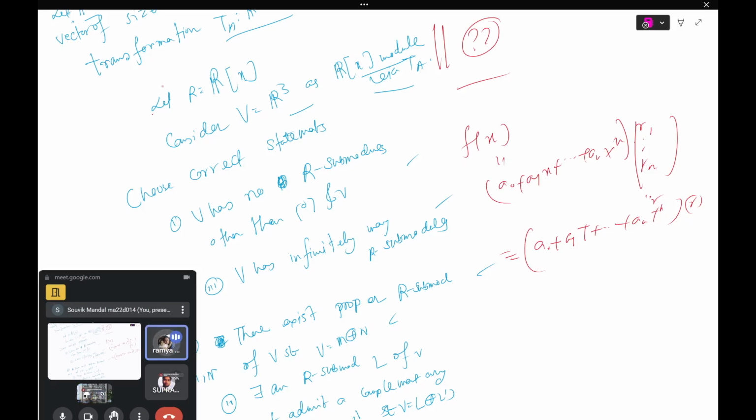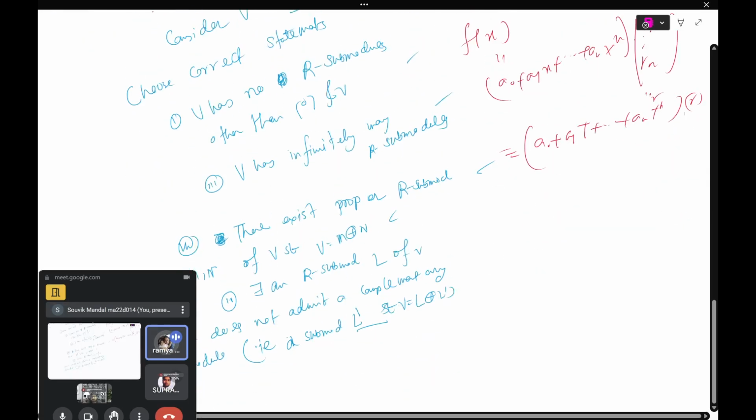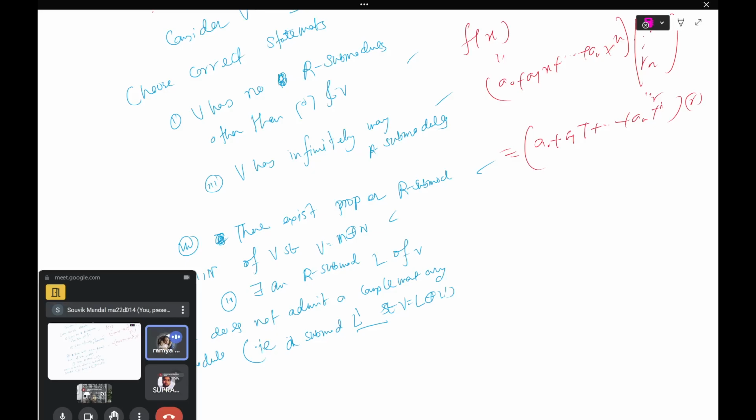I don't know the answer for this. Actually, my answer for this was wrong. So what was your answer for this question? My answer was V has infinitely many R[x]-submodules, and the third option.